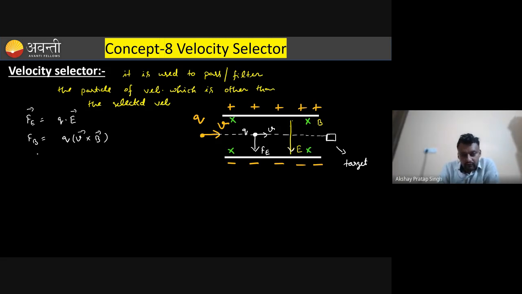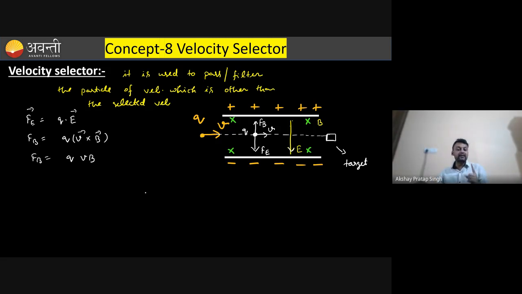So magnetic force will be QVB. The angle between velocity and field is 90, so I am not mentioning sine 90 as it is one. This will act in the upward direction. So at any location inside the plates, the charge will face two forces. One is in the downward direction, one is in the upward direction, but the path it should follow must be a straight line. So for the path to be a straight line, the net force on it must be zero.